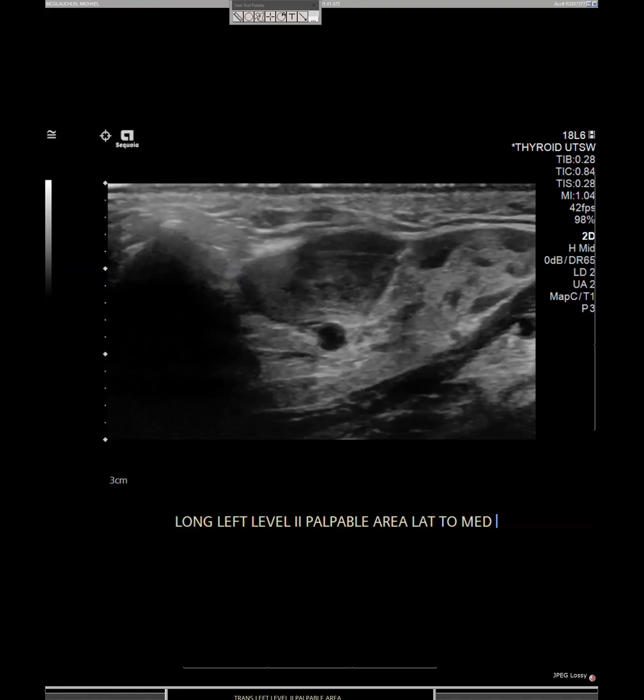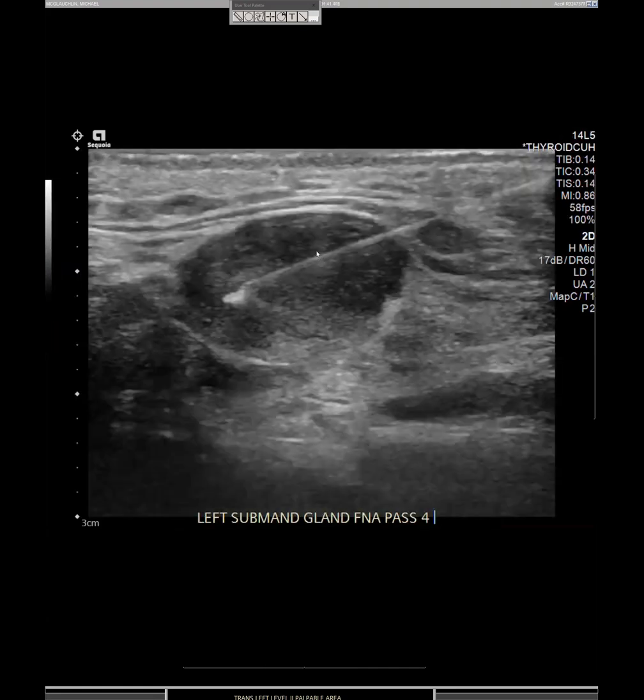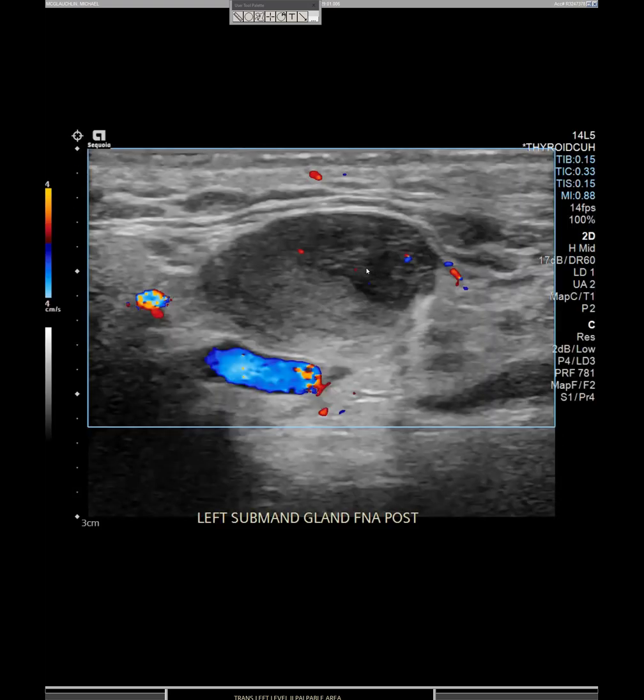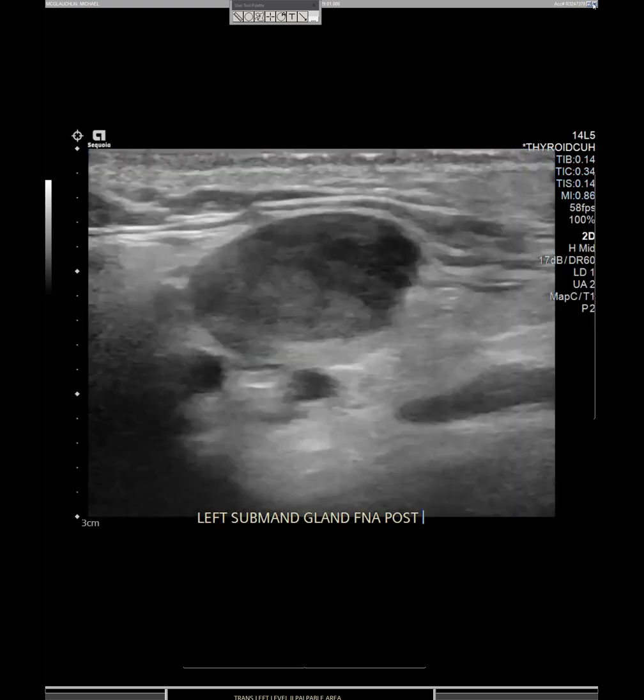Maybe complicated by lymphoma? What was that? I didn't hear, sorry. Lymphoma? Yes, B-cell lymphoma. Nice. So first time I've seen it personally in the submandibular gland.